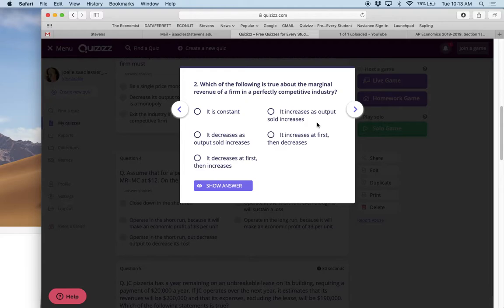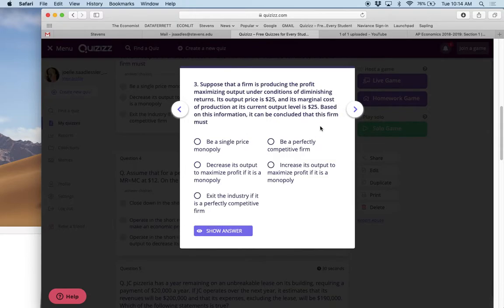Okay, which of the following is true about the marginal revenue of a firm in a perfectly competitive industry? The marginal revenue is constant, right? Because price is equal to marginal revenue, so the marginal revenue is equal to the price and it does not change. It's constant.